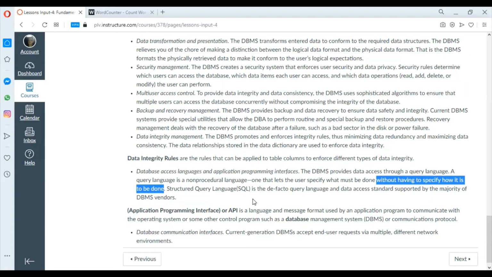Okay, so database or DBMS uses a non-procedural language, structured query language to be exact. Structured query language is the de facto query language and data access standard supported by the majority of DBMS vendors. Basically, guys, although there are countless DBMS software, as I have said, there's MariaDB, MySQL, Oracle, Postgre, etc., they are following a de facto standard language, which is SQL. When you master one particular DBMS, you can easily migrate to another DBMS.